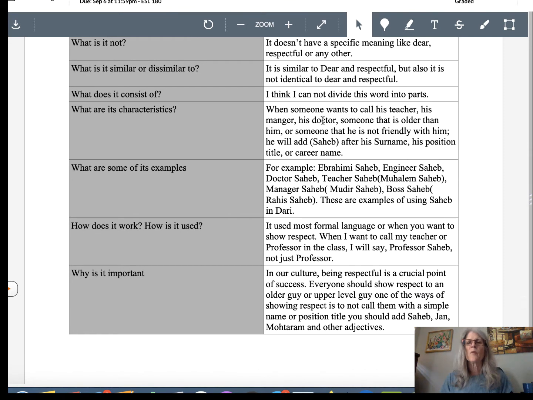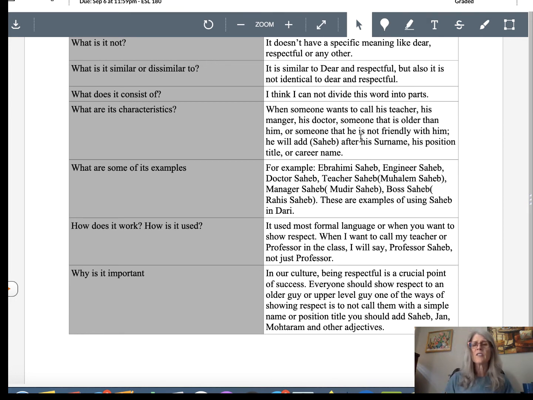And the characteristics here are nice. He says when someone wants to call his teacher, his manager, his doctor, someone that's older than him or her, or someone you're not friendly with or stranger, the polite thing to do would be to add sahib to the surname.